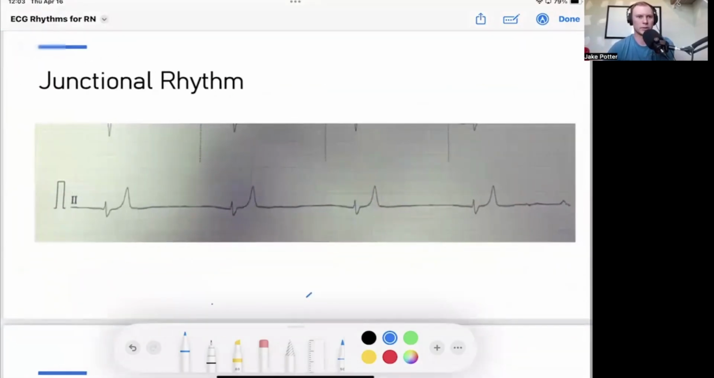Next one is called a junctional rhythm. So junctional basically means that you have a rhythm that's being generated from the AV junction. So what I mean by the AV junction, let me see if I can pull this up here.